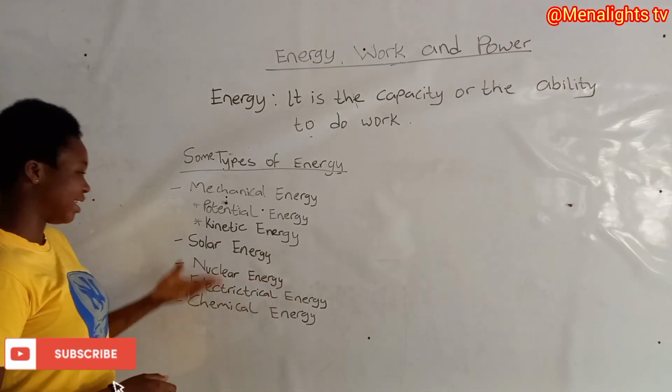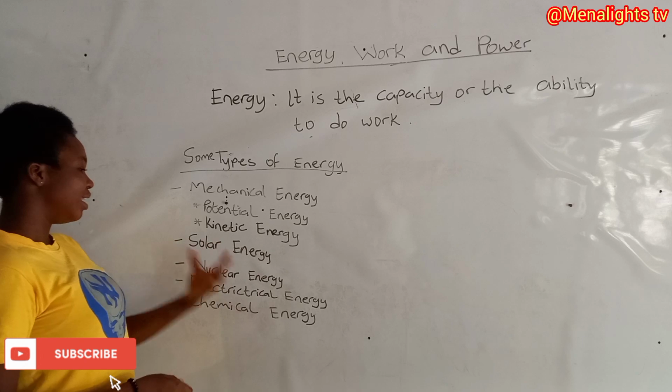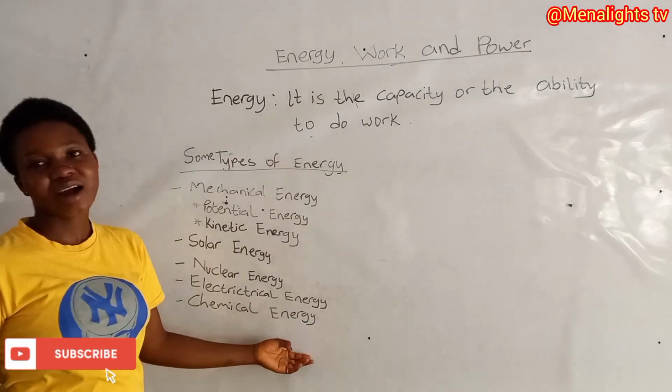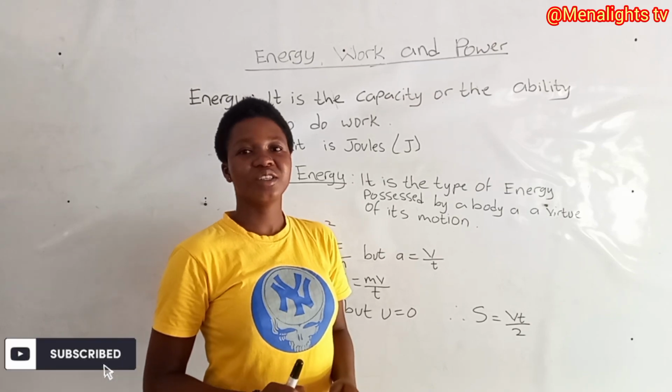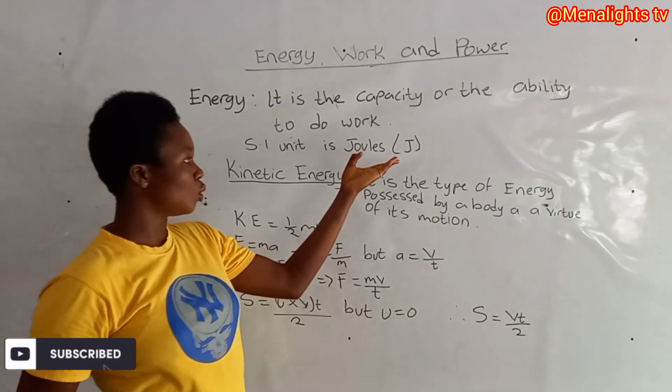So we have solar energy, nuclear energy, electrical energy, and chemical energy. We have so many of them. The SI unit of energy is joules.